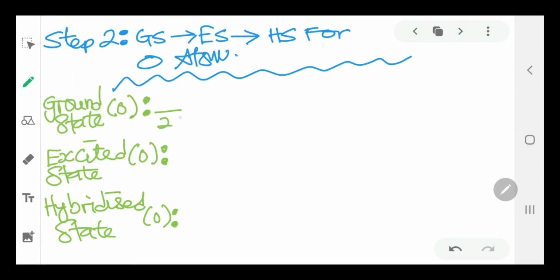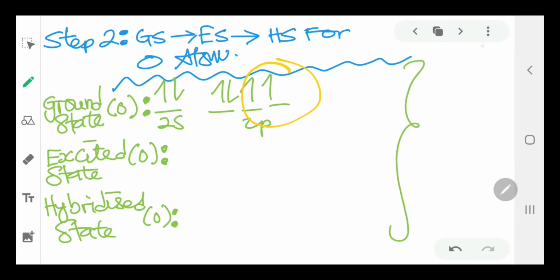You have 2s, 2p, 1, 2, 3, 1, 2, 3, 4, 5, 6, 7, and 8. And when you go back to your initial investigation, we have identified that the oxygen atoms need 2 unpaired electrons. And when you look here, yes, you have 2 unpaired electrons.